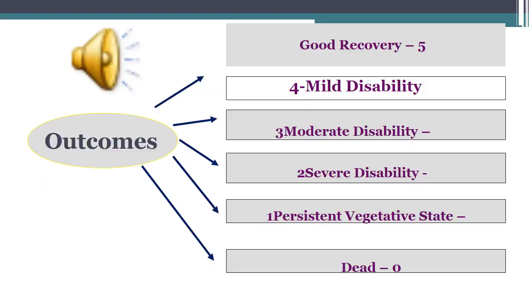Grading of outcomes of the head trauma will depend on a scoring system. This score ranges from 0 to 5. 5 implies good recovery, while 4 is mild disability, 3 moderate disability, score 2 severe disability, score 1 persistent vegetative state, and score 0 the patient will be dead.